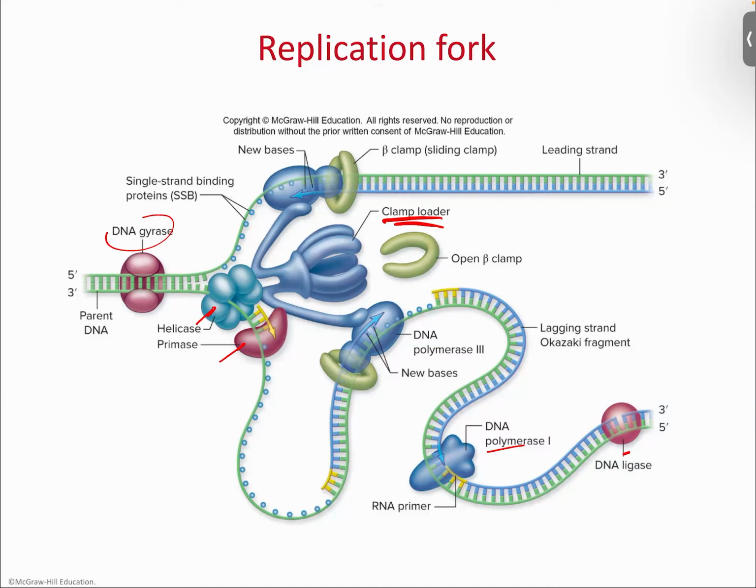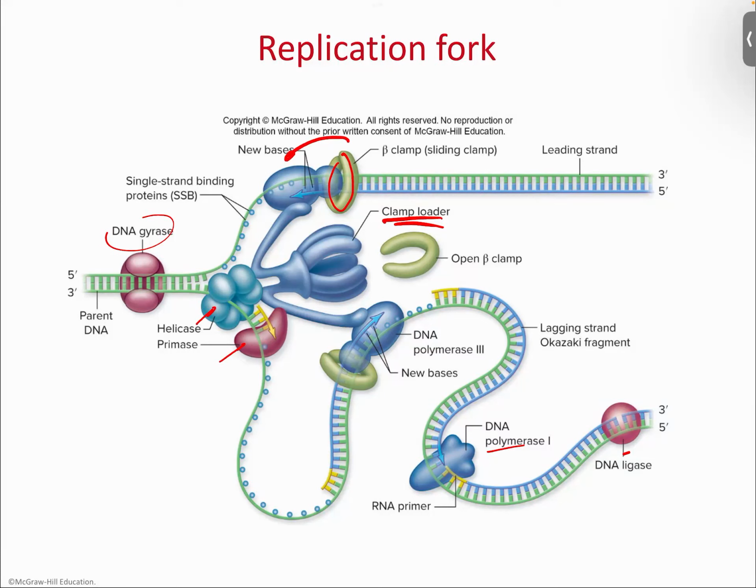You also have the clamp that is attached to pol 3. That's this big guy right here, the big kind of peanut looking thing. And so that basically is moving in this direction. But now let's take a look at the clamp loader itself. The clamp loader, the ultimate conductor, is basically in contact with it all.